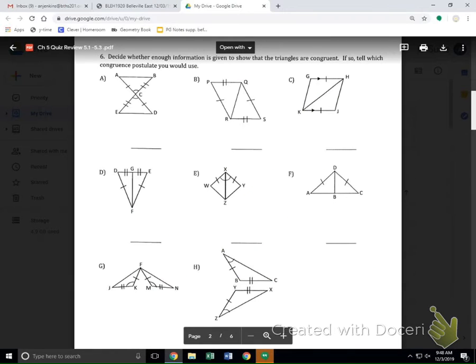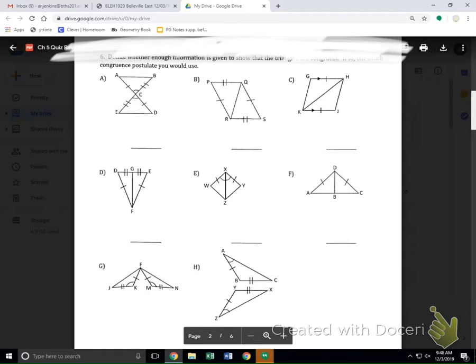Okay, so this one says decide if there's enough information to show that the triangles are congruent. If so, tell which congruence postulate you're going to be using. So I'm going to list those out with you guys. Which ones did we learn? We learned side, side, side. We learned side, angle, side. We learned angle, side, angle. And we learned angle, angle, side. So all of those, except for the last one, have to do with the included side or angle. And remember, this one's the non-included side.